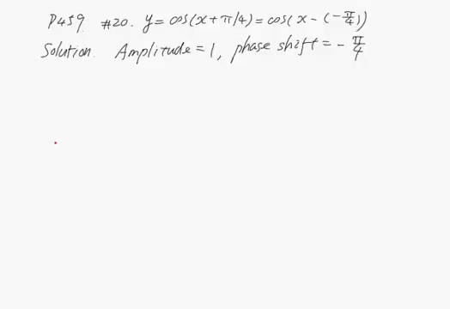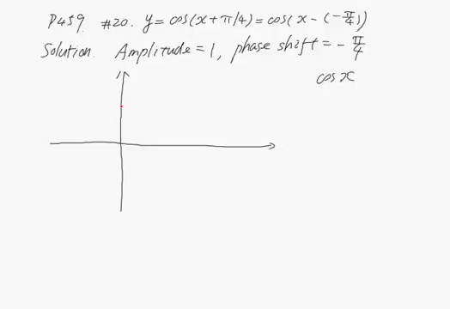Then we may begin with the fundamental cycle of cosine x, right? Then we get the graph of this guy, and then we can shift the graph of cosine x to the left, because this c is negative, to the left by pi over 4 units.